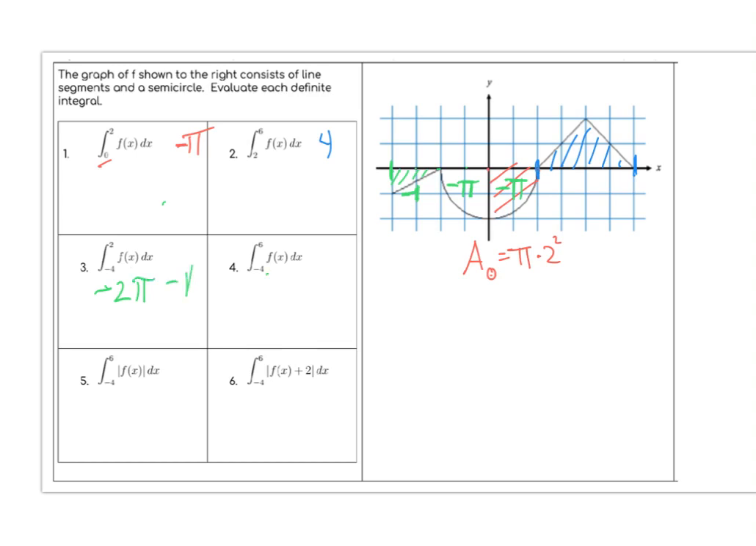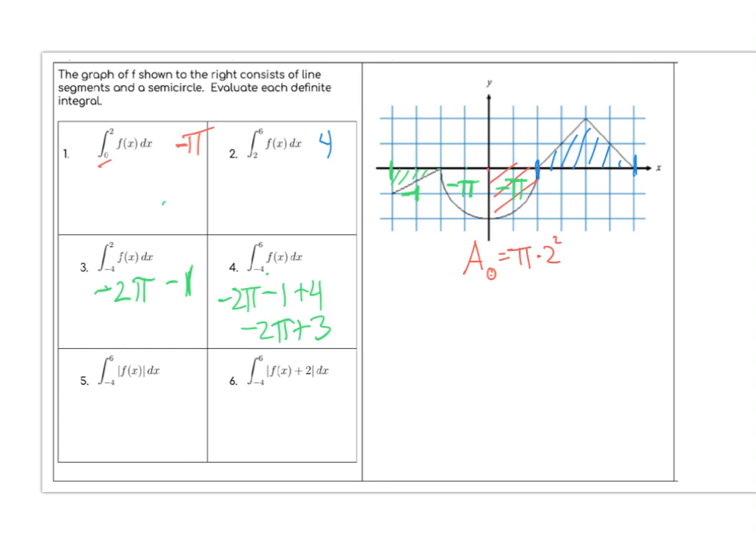All right, going from negative 4 to 6, that's the whole shebang. I'm going to take what I had here for negative 2 pi minus 1. And I'm going to add the last triangle on here, so that's plus 4. So that'd be negative 2 pi plus 3.